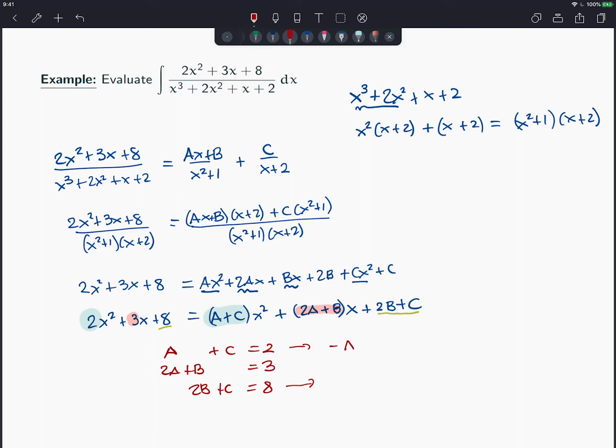I have -a minus c equals -2. I'm going to copy the third equation, which is 2b plus c equals 8. If I add them, I get -a plus 2b equals 6.